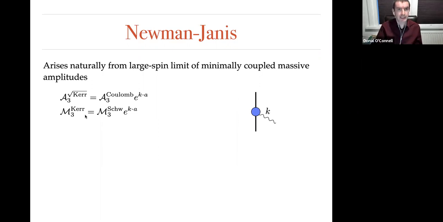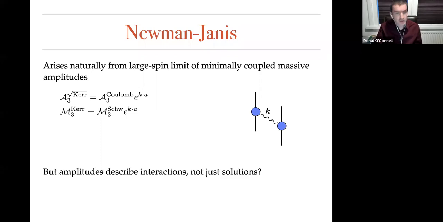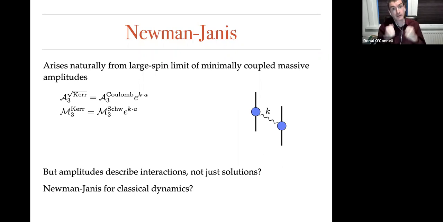But there's something a little bit funny about this if you think about it from the perspective of scattering amplitudes. The funny thing is that amplitudes are good for interactions. Amplitudes aren't things we use just for solutions; we scatter things. We're good with interactions with amplitudes. So if there's a Newman-Janis shift for the solution, and the amplitudes have a Newman-Janis shift, well then you'd think maybe there's a Newman-Janis shift for the interactions too, right? And that's what I want to look at: can we understand the interactions of a Kerr moving around using Newman-Janis sort of ideas?